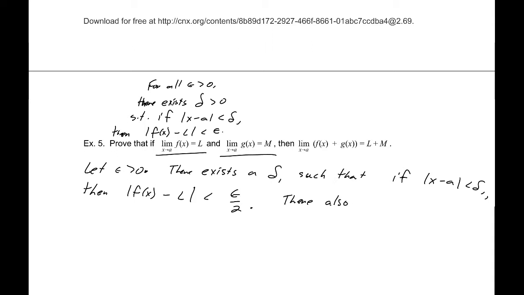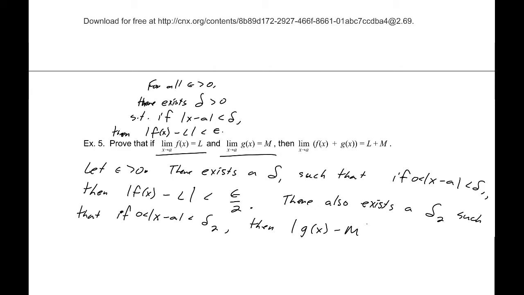there also exists a delta 2 such that if the absolute value of x minus a, and I need to make the restriction that we are greater than 0 as well, is less than delta 2, then the absolute value of g of x minus M is less than epsilon over 2 as well. All right, so I have a similar statement for both of these.